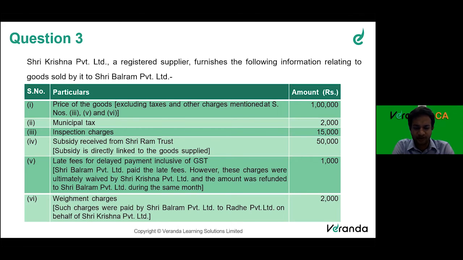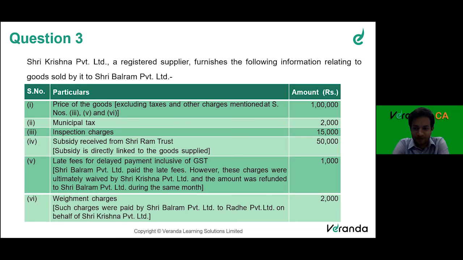Anyone wants to make an attempt to discuss the answer? Question is simple. It says the price is basic price of 1 lakh, and there's a tax separately, 2,000 municipal tax. There's an inspection charge. There's some subsidy given. There's late fees. Late fees I already said we have to ignore because net to net it is not even charged. So we can ignore that point. Weighment charges 2,000 rupees. So anyone wants to make an attempt? Anyone wants to make an attempt? So directly I should say the answer.